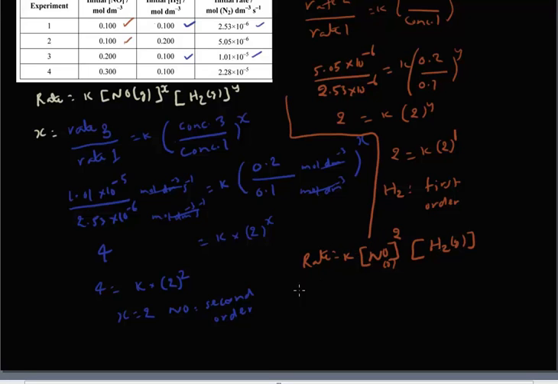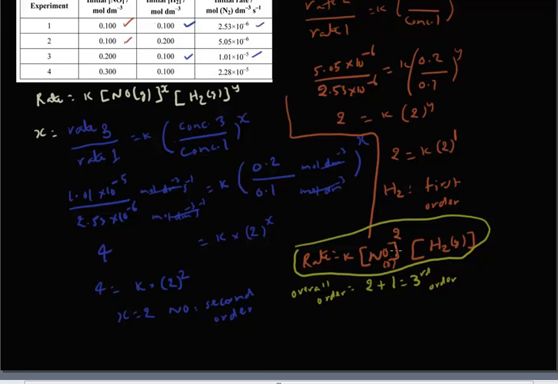If you want to determine the overall order, what is the overall order for this reaction? All you have to do is add up the exponents. It's second order with respect to NO and first order with respect to H2, so the total order would be 3, or I can say this is a third order reaction. Okay, so that's how you determine the order of a reaction and understand the relationship between the concentrations of the reactants involved and the initial rate. You need experimental data to do this. You cannot base it on the coefficients in the equation.